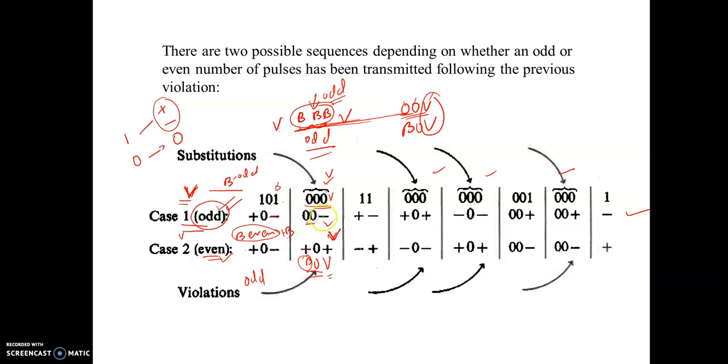So 0, 0, violation. Previous was negative, so violation means again negative. Next is 1, 1. Okay, so 1, 1 means previous one was positive, so next one should be negative. That is negative, positive, negative. That should be always bipolar alteration. That is a normal case. Again, you have triple zeros. You count. So anyway, using triple zeros means the last one should be violation.